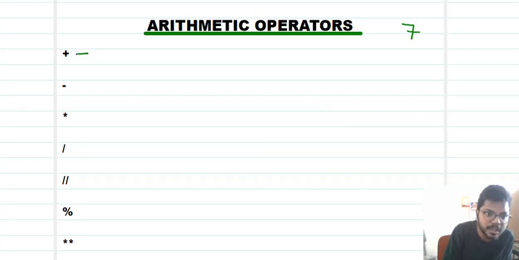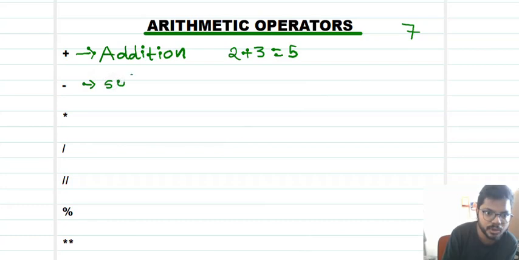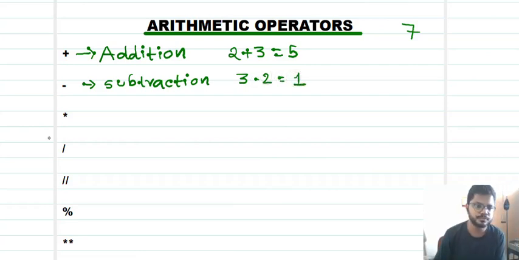The first one is addition. We all know the first one is addition. Addition operation is familiar to everyone. Suppose 2 plus 3 is equal to 5. It is an addition operation. And the second one is subtraction. It is a subtraction operation. Suppose the same, 3 minus 2 equal to 1.